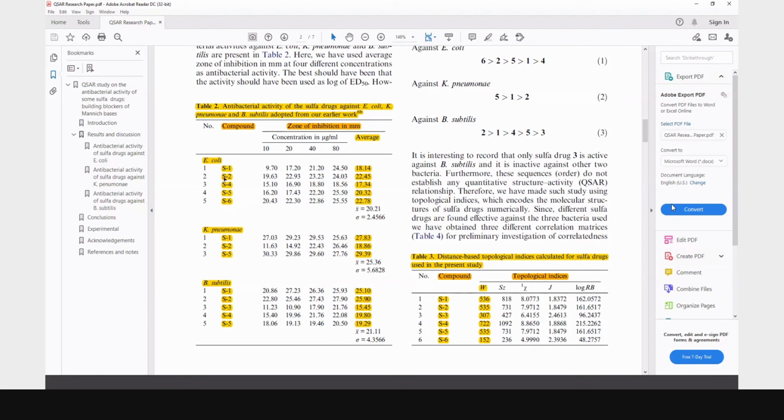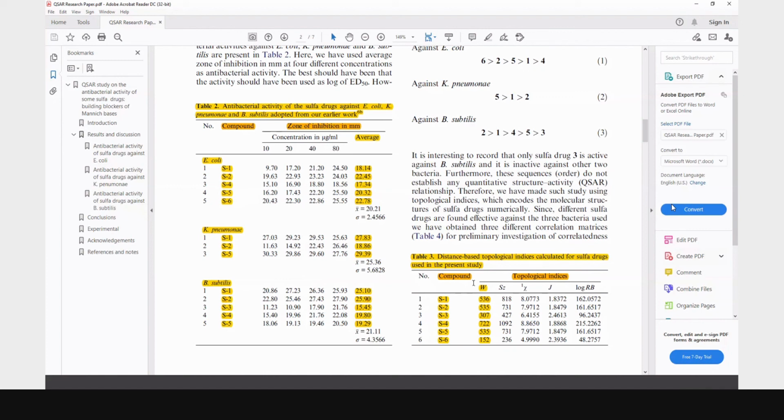So maybe compound S3 is not active against E. coli, so they directly removed that data from here. Similarly for K. pneumoniae, you can see 3, 4, and 6 are missing, so they are not active. But these are the activity values. With this experimental activity data, you can create a model based on the molecular descriptors.